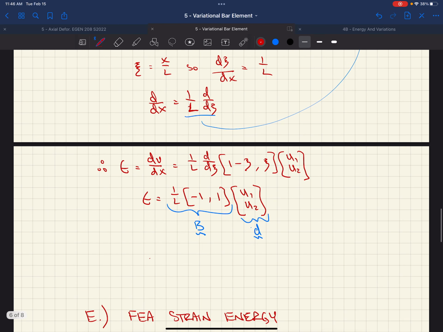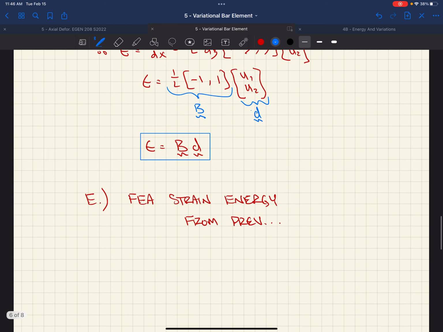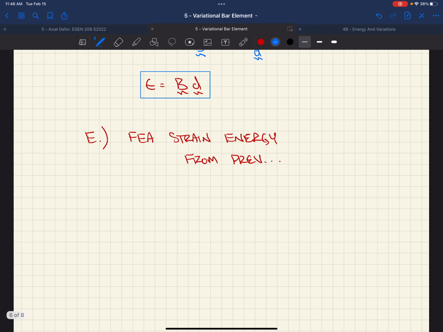So what does that mean? Well, that means our strain of our system is really the strain displacement matrix times the displacements of our nodes. Okay? Well, once we know strain, we looked at the strain of our bar element, and we know that it's the area underneath our stress strain diagram. We know that the area under a stress strain diagram is a function of the derivatives of displacement, which is essentially strain.